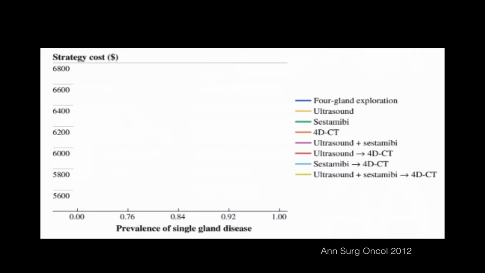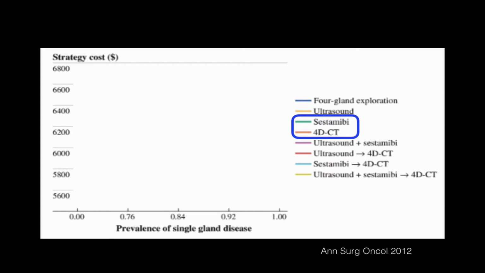This study showed this graph, which I think is very valuable, although it can look a bit confusing, so I'm showing it to you bit by bit. Here we have a graph with the costs on the y-axis and then the prevalence of single-gland disease on the x-axis, with single-gland disease being on the right side and multi-gland disease being on the left side.